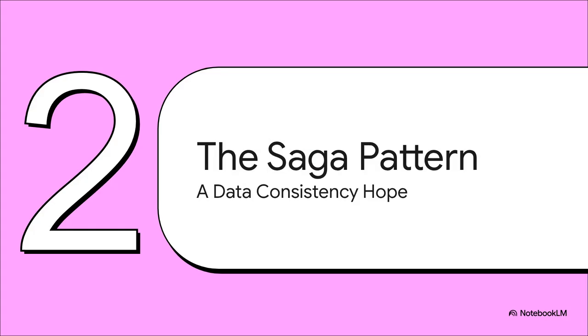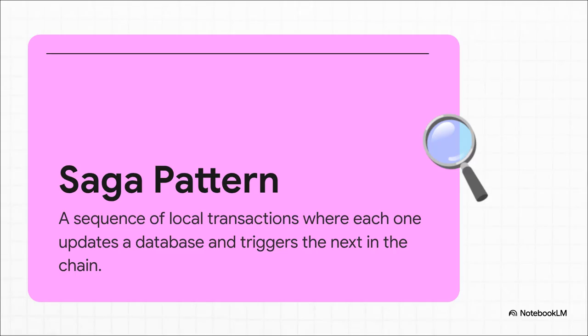And this is where our hero enters the scene. The Saga pattern is the elegant, modern solution to this whole distributed transaction problem. It's how you maintain that crucial data consistency without grinding your entire system to a halt. So, what is it exactly? Well, a Saga is really just a sequence of local transactions. Each microservice completes its own little task, like processing a payment, and when it's done, it kicks off the next step in the sequence. It's like a controlled chain reaction.